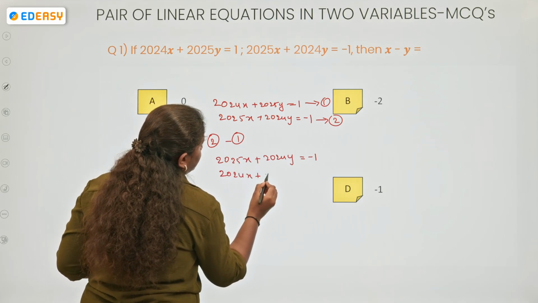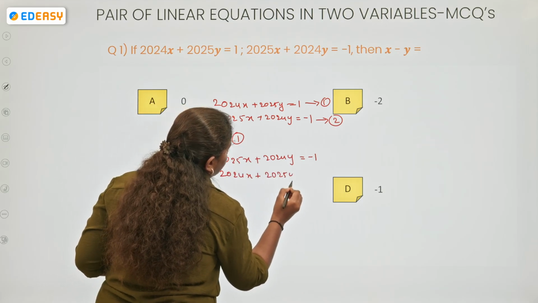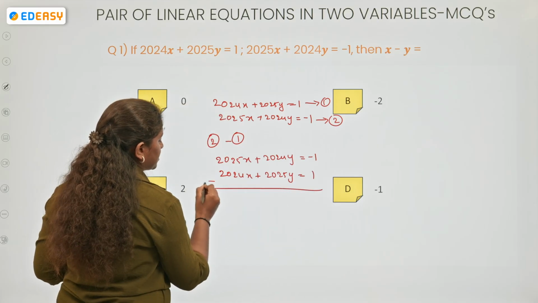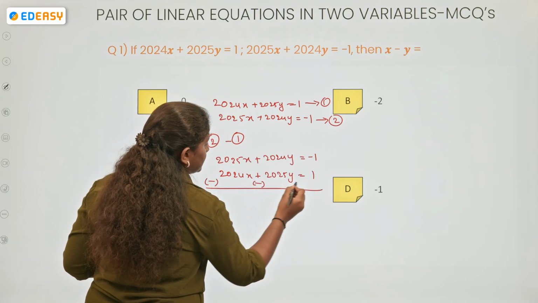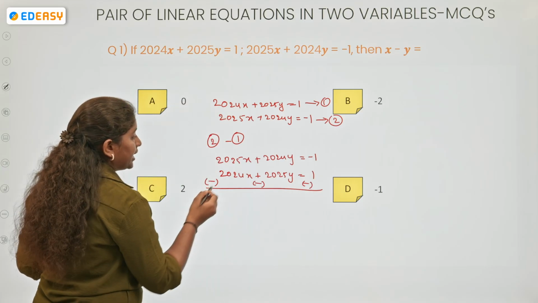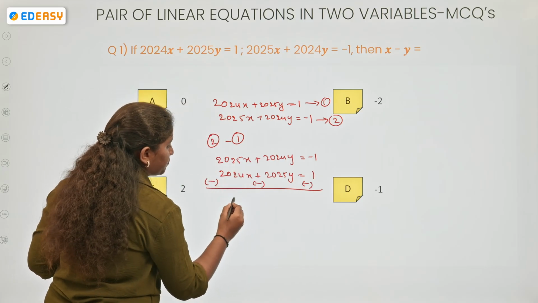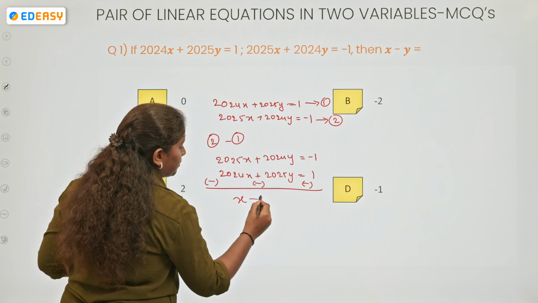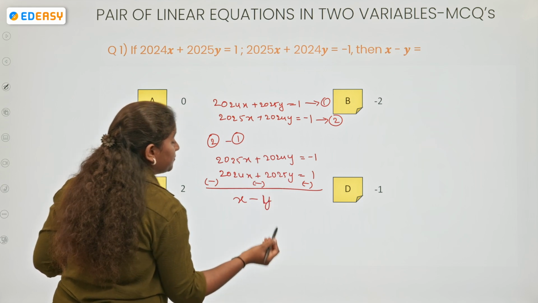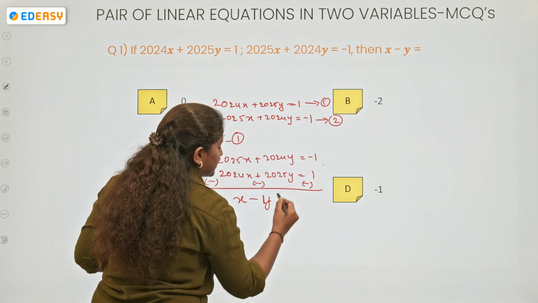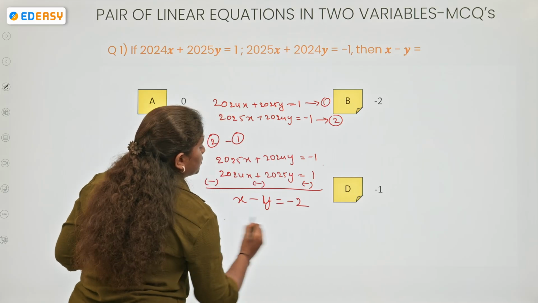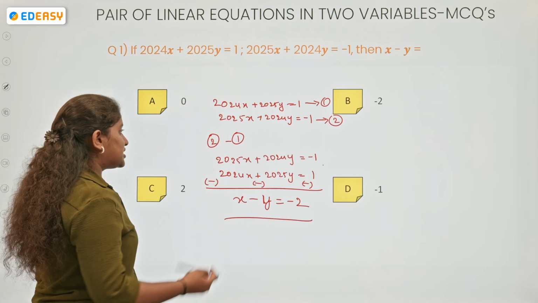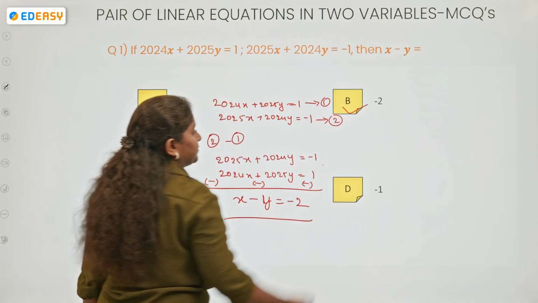2024x plus 2025y equals to plus 1. Now, if you do the subtraction, here it is minus, minus and minus, right? 2025 minus 2024, x, plus 2024 minus 2025, minus 1, so it is minus y, and minus 1, minus 2. So we got simply x minus y value as minus 2, which is nothing but our option B.